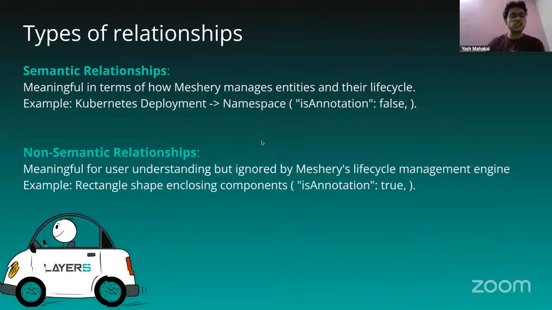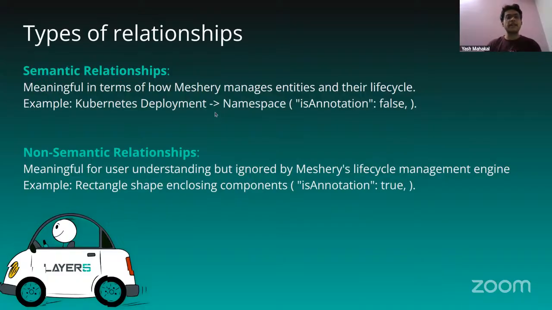Talking about semantic relationships, they are meaningful in terms of how Meshery manages entities and their life cycle. Semantic relationships are the relationships which have a life cycle and which have some effect, or some processes. For example, take a Kubernetes deployment and a namespace. It is a semantic relationship, because a Kubernetes deployment is always placed in a namespace.